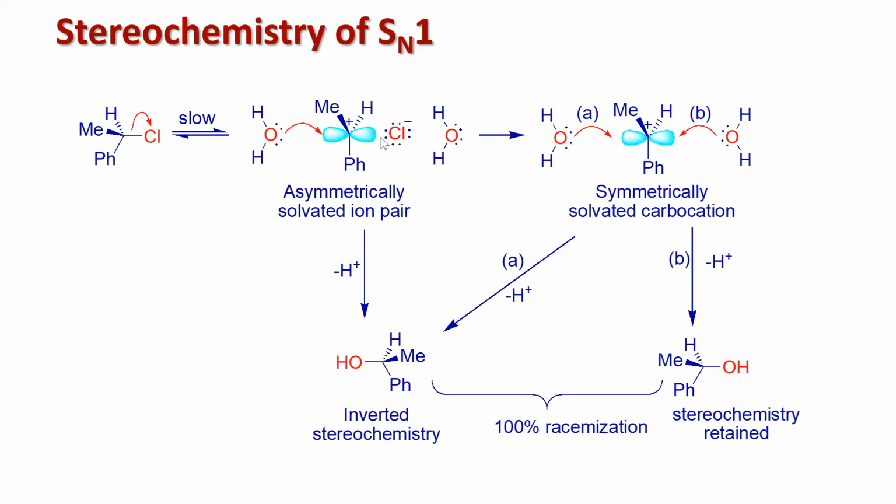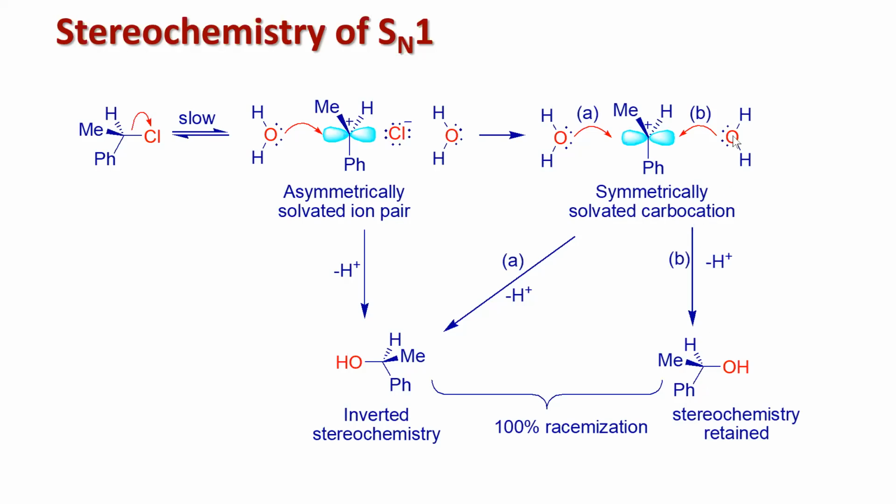And when this chlorine is removed, sent away from the carbocation, this water molecule is free to attack the carbocation from this end. So this situation is called an asymmetrically solvated ion pair. This is the ion and the carbocation. An ion pair is a cation and an anion. And this is called a symmetrically solvated carbocation, because chloride minus is gone away, right?